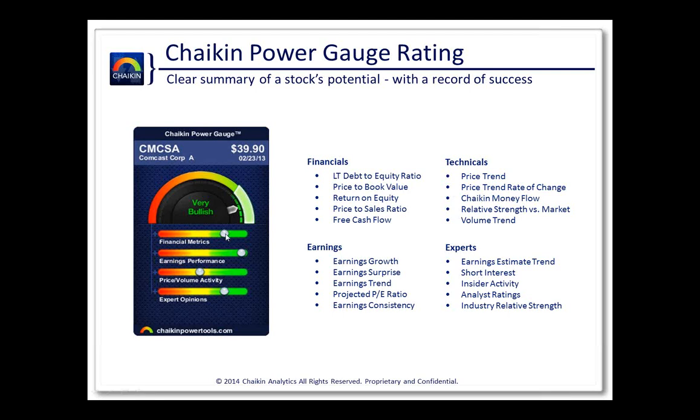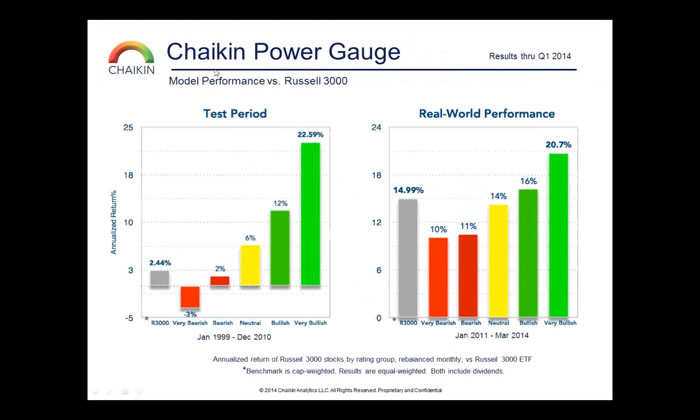And you can look with this slider at each and every stock of our 5,000 and see where each component is, and then look at the individual factors and see where they are. So you can really drill into the model to understand why it is suggesting a particular stock is very bullish or very bearish.